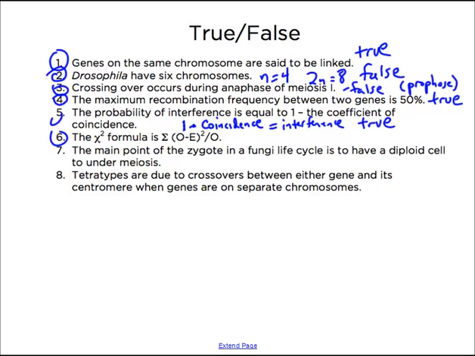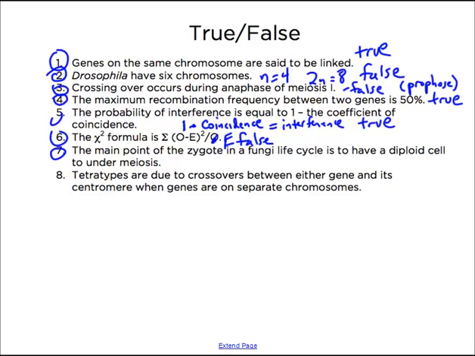6 is talking about the chi-square formula. Is it sigma observed minus expected squared over O? No, because that's right except for one thing. It's not comparing the observed minus the expected to the observed. It's comparing them to the expected. So that is false.